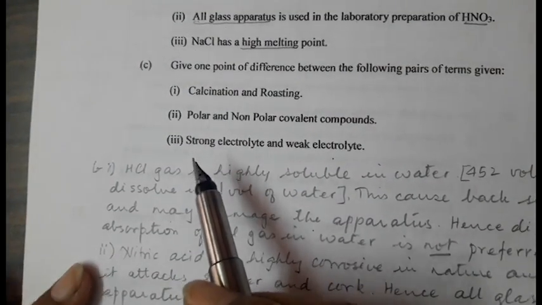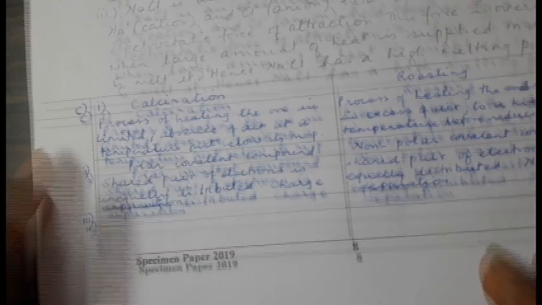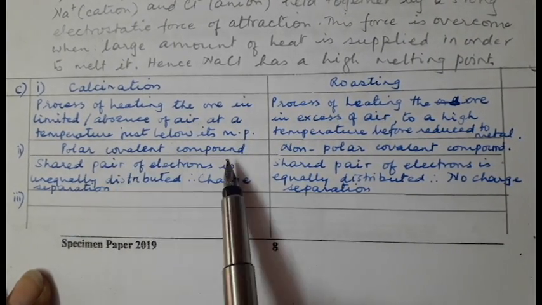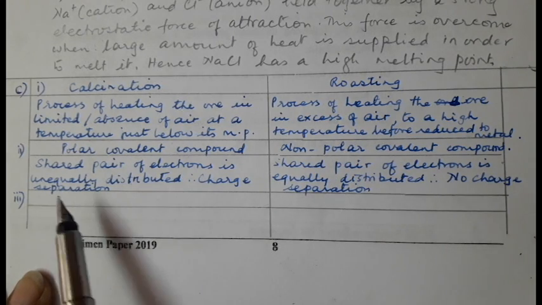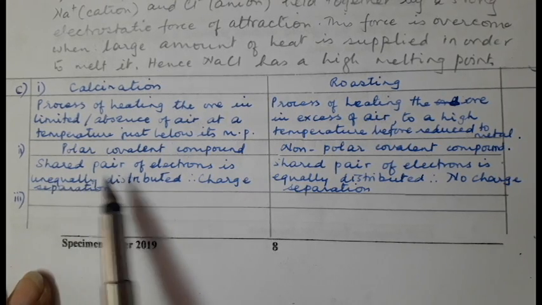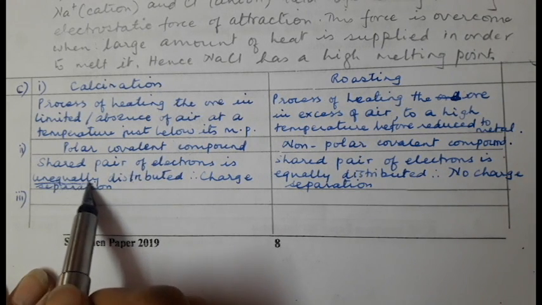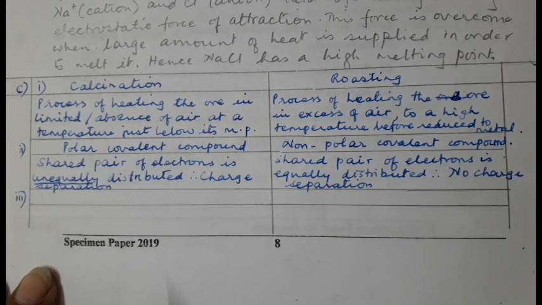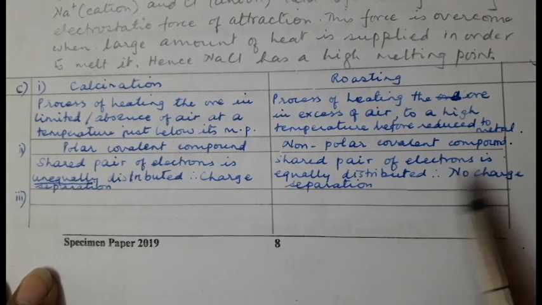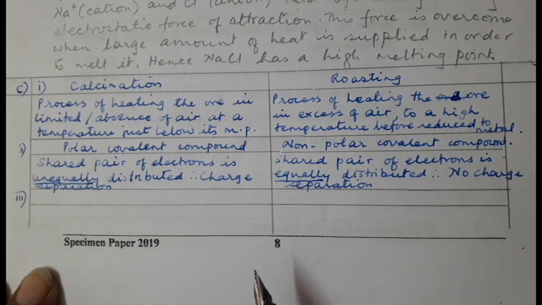The second one is polar and non-polar covalent compound. So here again, I kept this ready to save on time. We write like so: polar covalent compound, non-polar covalent compound. Now polar covalent compound has polarity formed, which means the shared pair of electrons is unequally distributed. The keyword being unequally distributed, and therefore there is charge separation. But in non-polar covalent compound, the shared pair of electrons is equally distributed, so there will be no charge separation.